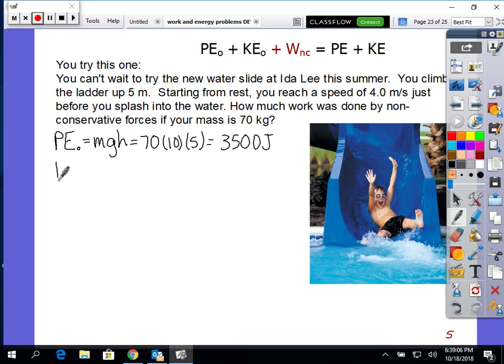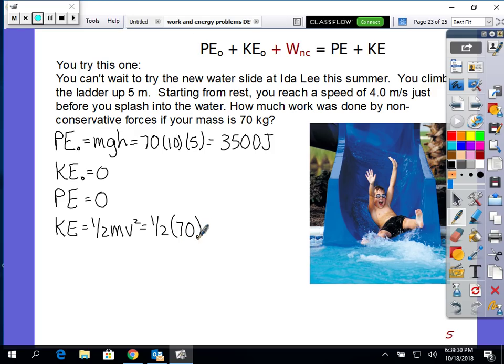The kinetic energy starting at the top is 0 because you're starting from rest. The potential energy at the bottom is 0 because you've gone down 5 meters. And the kinetic energy at the end is 1/2 mv squared, which is 1/2 times 70 kilograms times your velocity is only 4 meters per second. 4 squared, which gives you 560 joules.